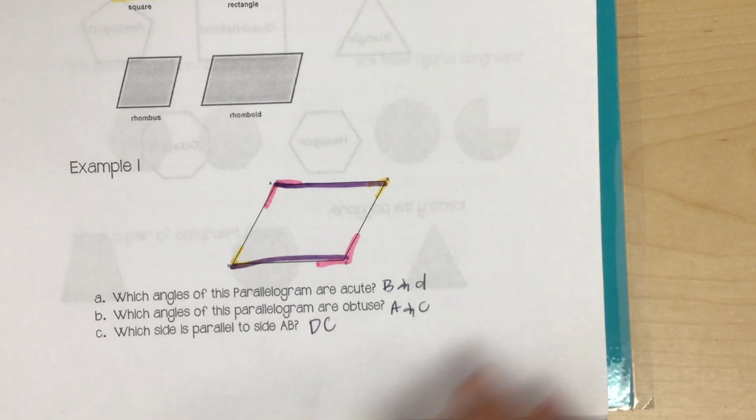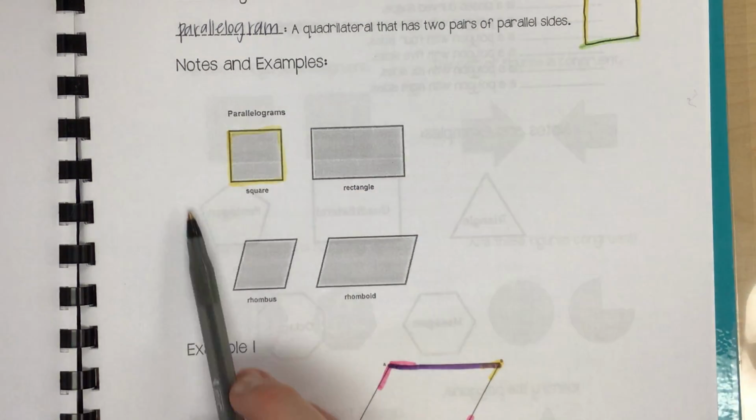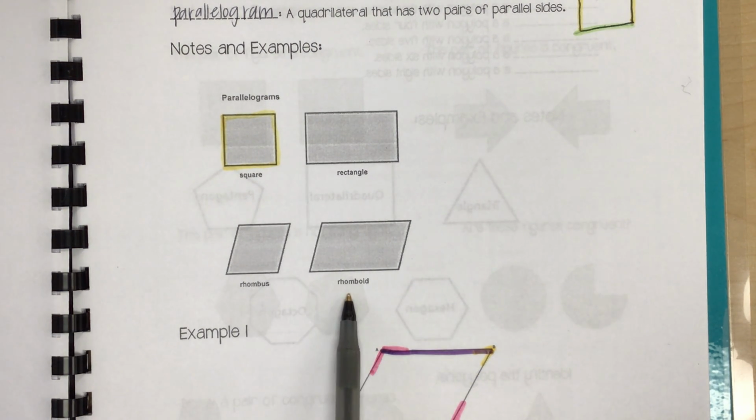So those are our parallelograms. Remember, a parallelogram is a quadrilateral that has two pairs of parallel sides. So those are squares, rectangles, rhombuses, and rhomboids.